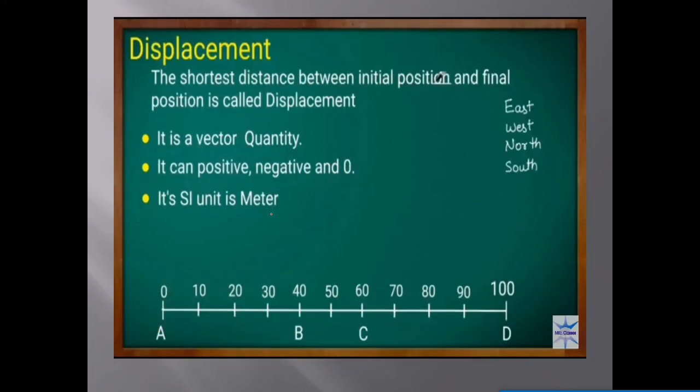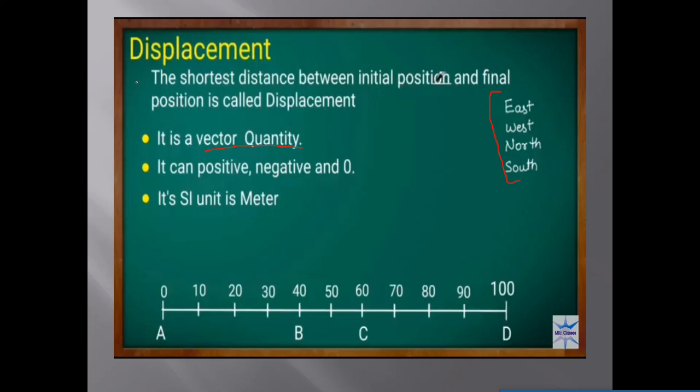Now, the next bit, that is displacement. So, what is displacement, children? The shortest distance between the initial position and the final position is called displacement. Here I have written displacement is a vector quantity. When I say vector quantity, I need to consider the direction, that is east, west, north and south. And remember, the displacement can be positive, negative and also it can be zero. Its SI unit is meter.